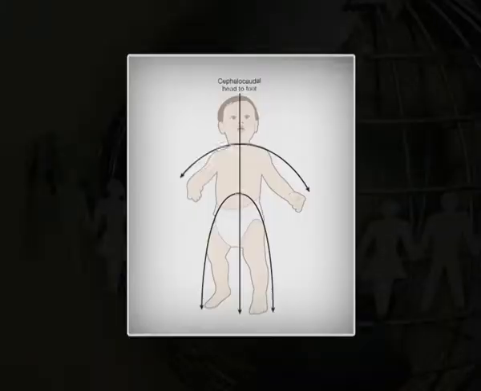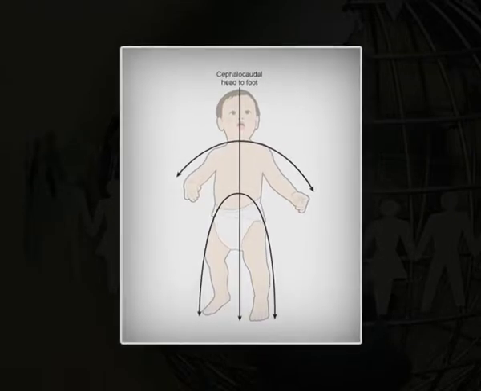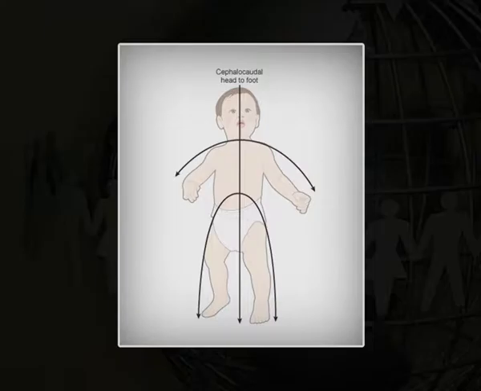Now, let us try to understand each principle of growth and development. Cephalocaudal. The physical growth occurs downwards from the top to the bottom of the body. For instance, during the prenatal period, the brain and the nervous system develop first, followed by the developmental changes in the lower part of the body.